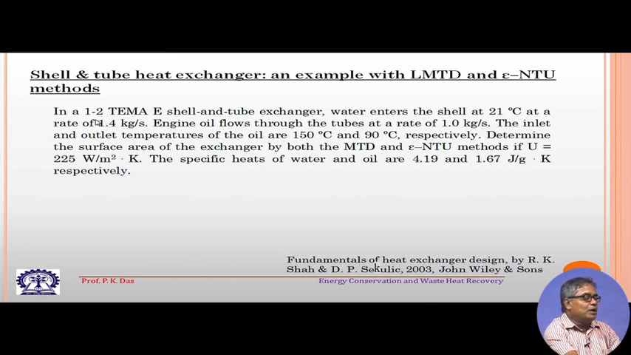In a 1-2 TEMA E shell and tube heat exchanger, water enters the shell at 21 degrees Celsius at a rate of 1.4 kg per second. Let us explain certain things. 1-2 shell and tube heat exchanger. It means in the shell side there is one pass, in the tube side there are two passes.